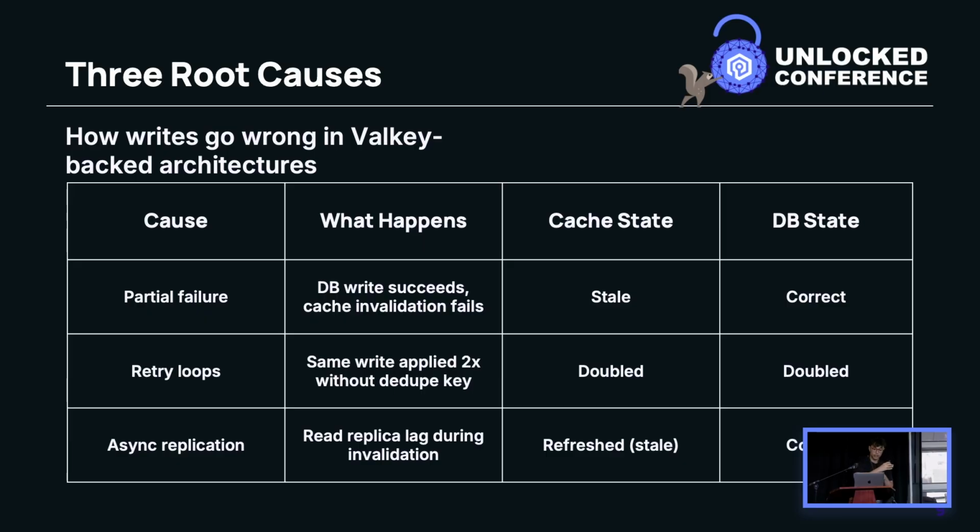There are three root causes to this. The first is partial failure. As I talked about before, it would succeed on the DB, but then it would not succeed in the cache, or the cache would have a stale value, and you have to invalidate the whole cache, which would lead to a long time of it updating and lead to wrong values in the UI.